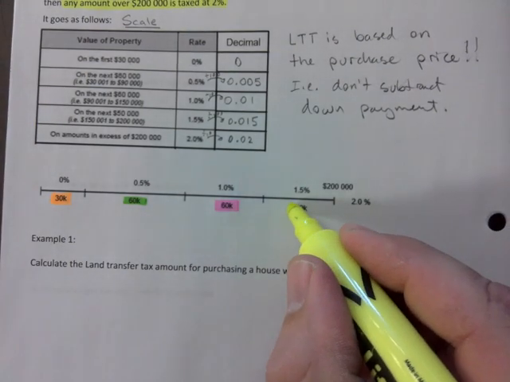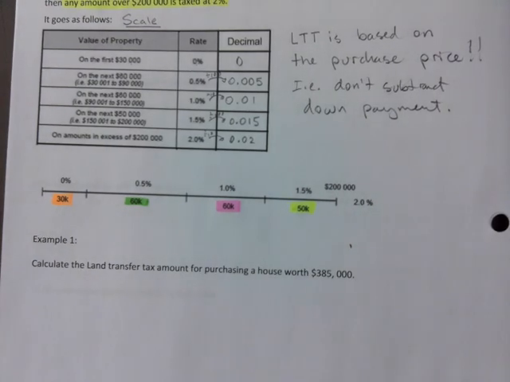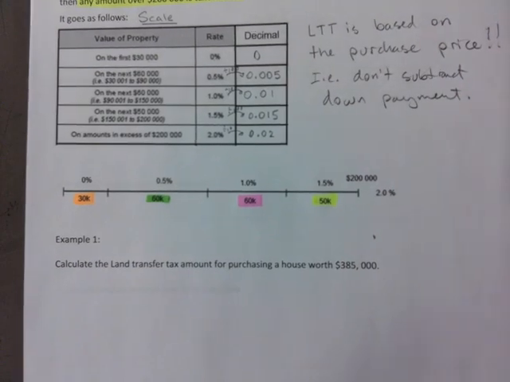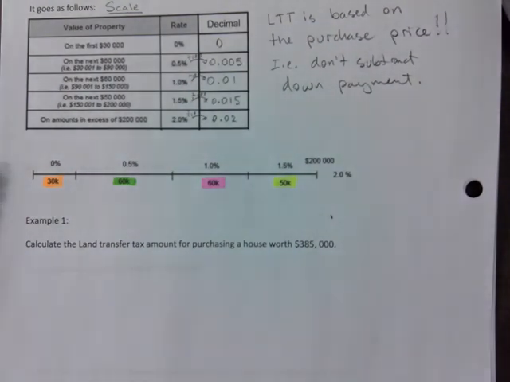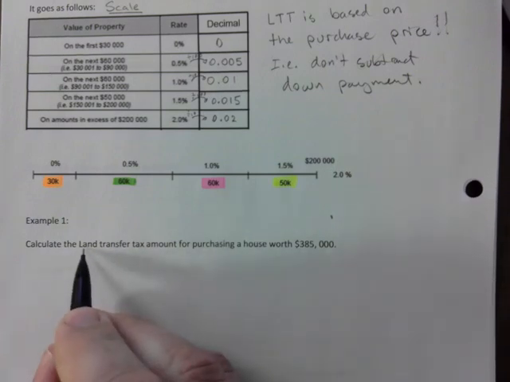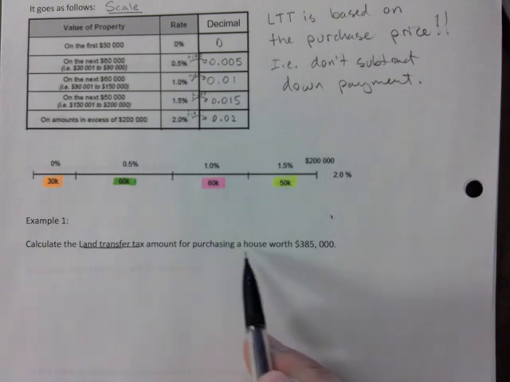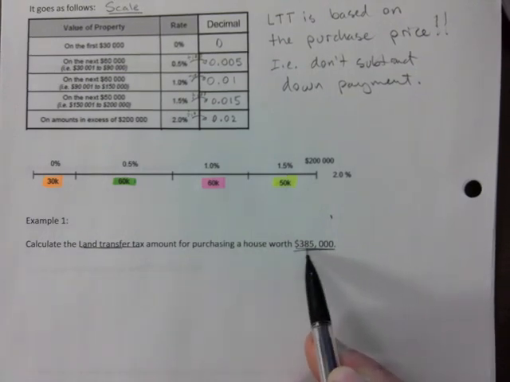And then the 50K, I go with my regular yellow color. Okay, so there are my, oh, my booklet is falling off the edge here. Okay, so let's do a question here. Calculate the land transfer tax. So this should be key here. Land transfer tax for purchasing a house worth 385,000.